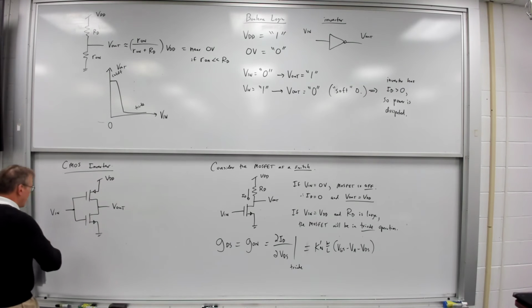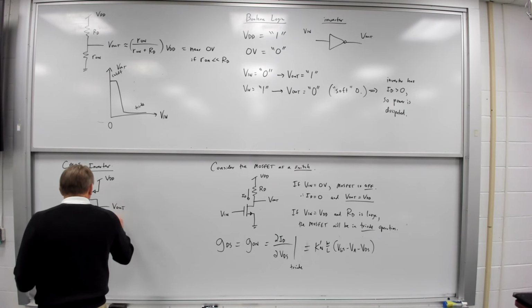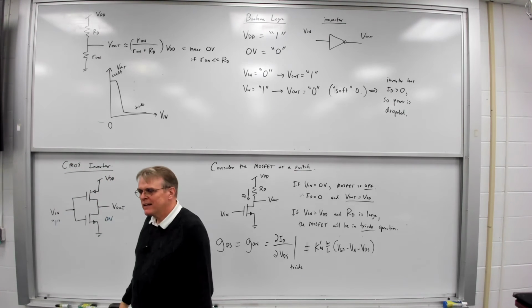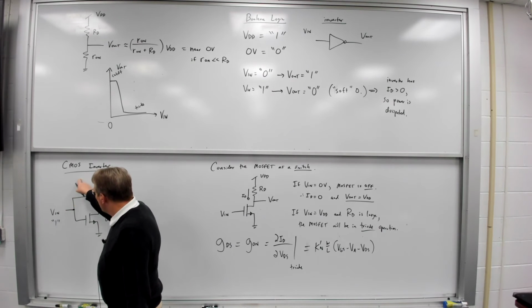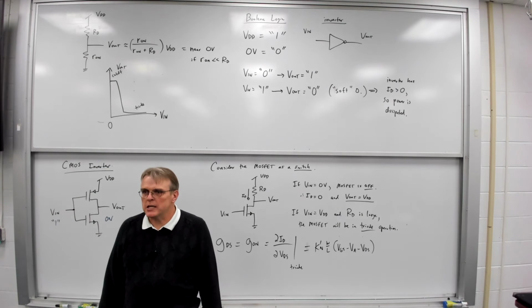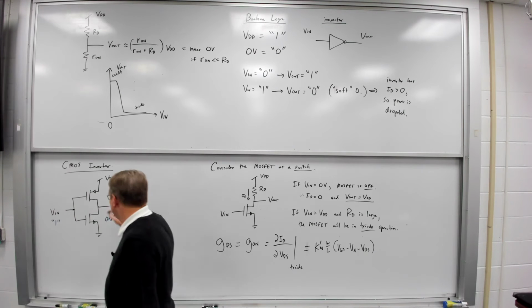If I have a logic 1 at the input, what is the state of the NFET going to be? Is that going to be on or off? It's going to be on, right? What about the PFET if I've got a logic 1? Well, in this case, the gate and the source of the PFET are connected together. VGS is equal to 0. So what's the state of the PFET? It's off.